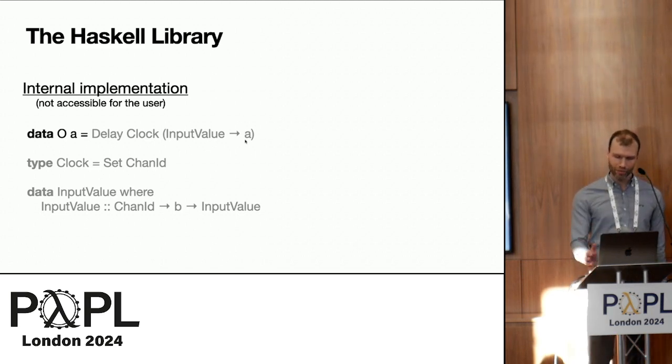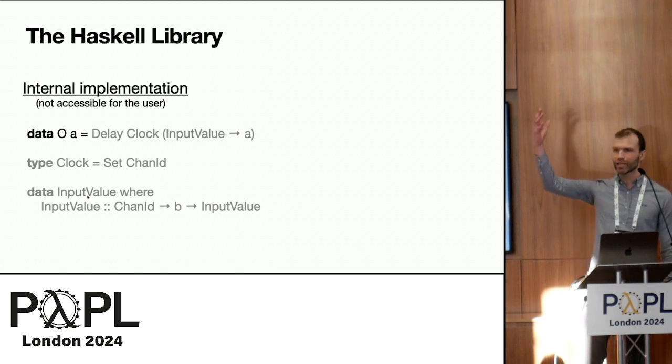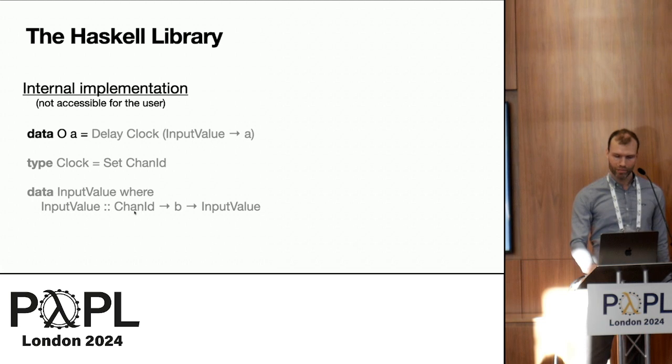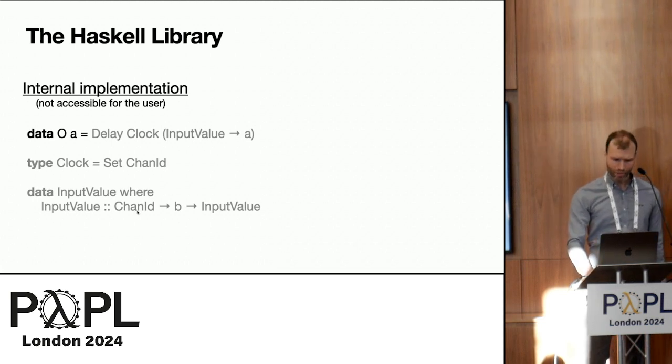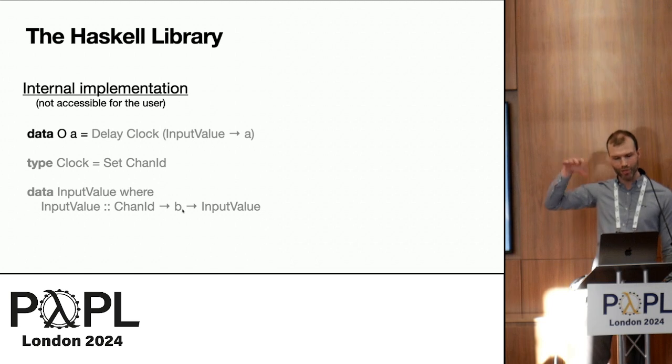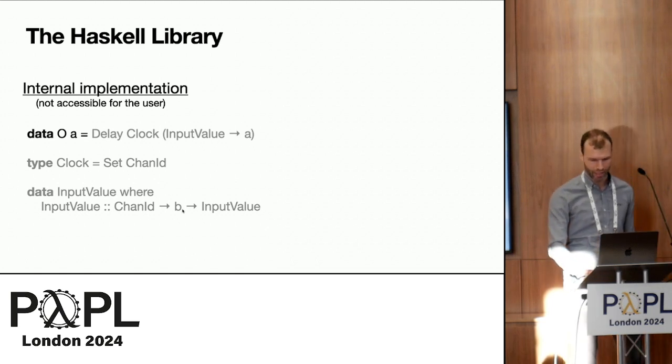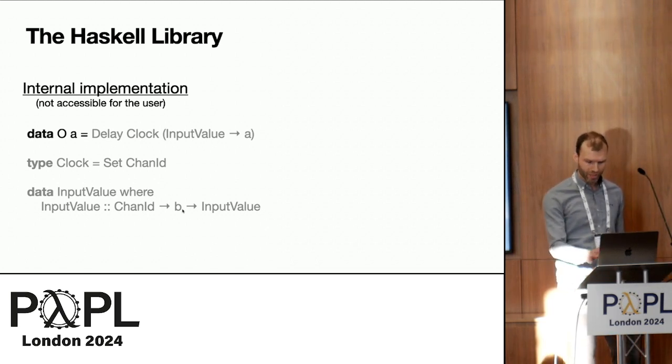You can think of an input value as something that comes in from one of the channels from the top. So it has its channel ID, which tells us which of the channels it is, kappa 1, kappa 2, and so on, and the actual value that has come in. This way we can thread these inputs that come from the top to the actual delayed computations at the bottom. But this is not actually visible to the user.